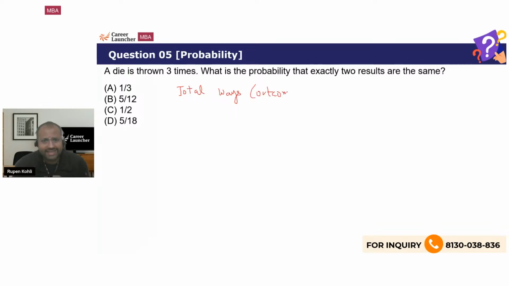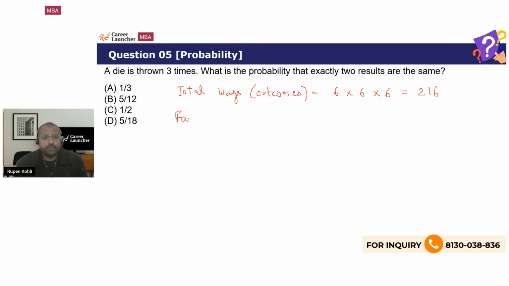You're throwing 3 dice. Each dice has 6 faces. So fundamental counting principle, you multiply the number of ways. First dice 6 ways, second dice 6 ways, third dice 6 ways. A total of 216 ways are possible. 6 into 6 into 6.